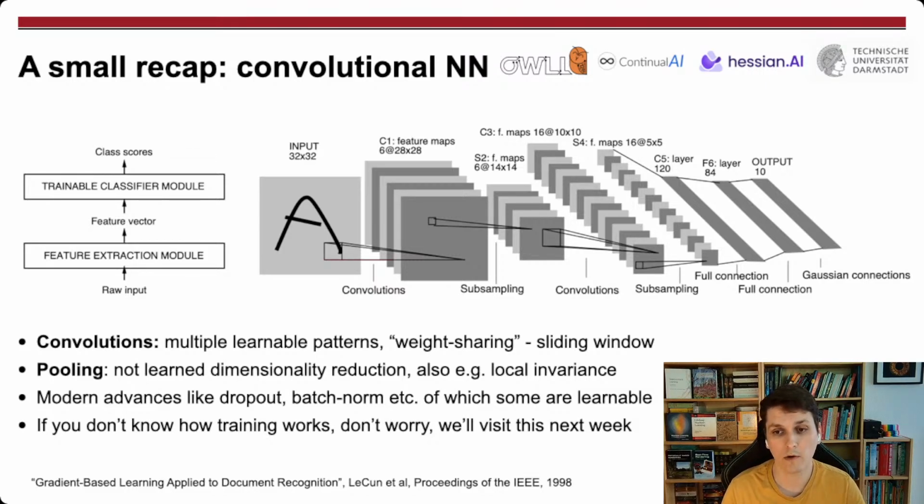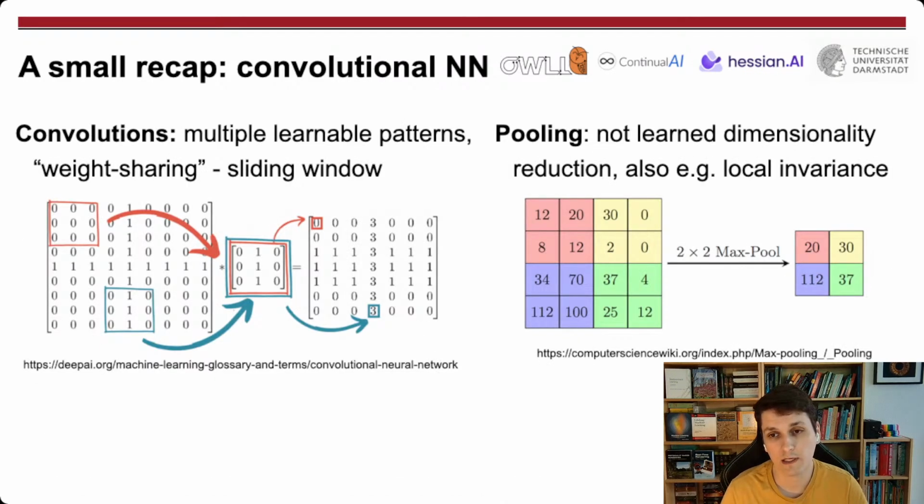Now, if you don't know how training of these things work, don't worry about it. We will very briefly revisit this next week when we talk about not knowledge transfer, but knowledge forgetting, because there we'll figure out how training works and why forgetting is an issue. But for now, to just finish this recap, let's take a look what a convolution does.